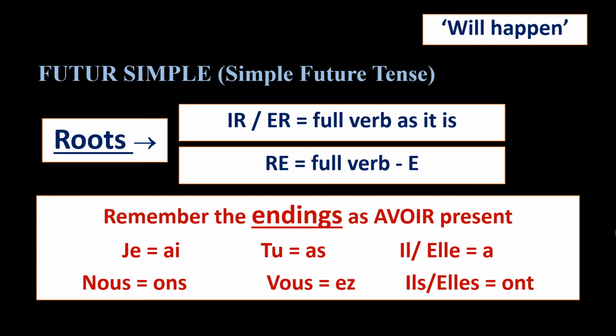The last step in this video is the simple future tense, some action that is going to take place in the distant future. For this you need to take the root and you need to take the ending. The root for IR and ER verbs is simply the full verb, whereas for RE verbs you just have to cancel off the last E. The endings are pretty simple to remember, just remember them as the verb avoir in the present tense. So for je the ending is AI, tu AS, il A, nous ONS, vous it is EZ, and ils it is ONT.